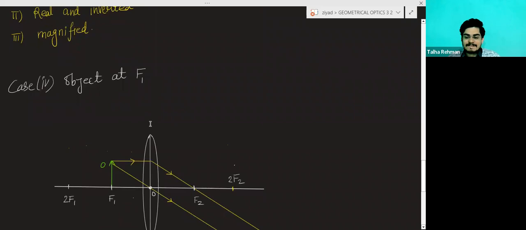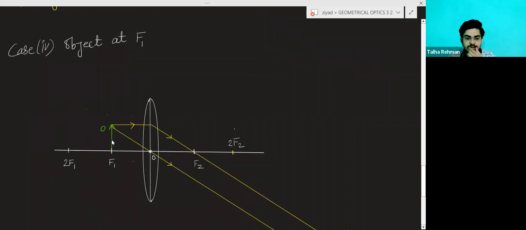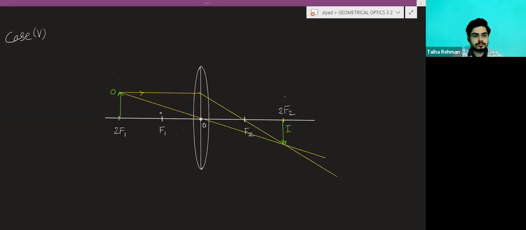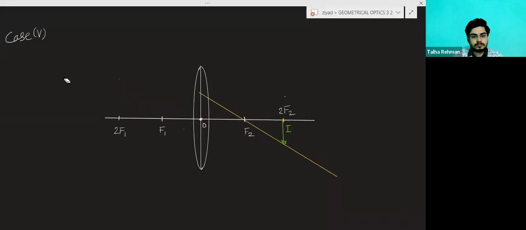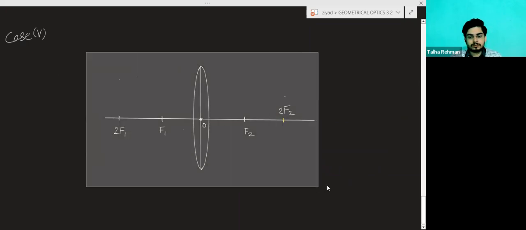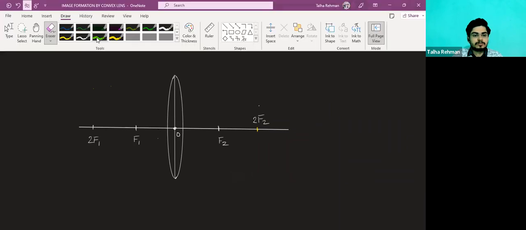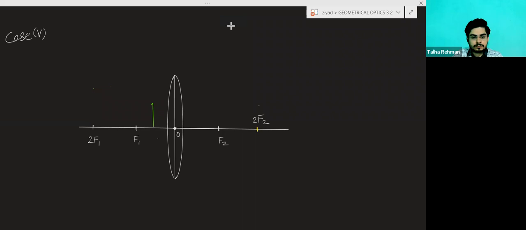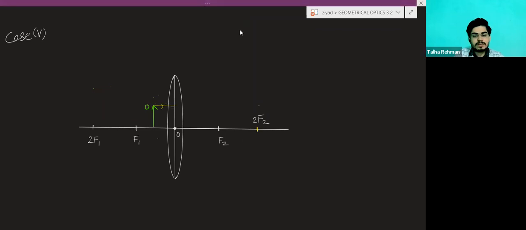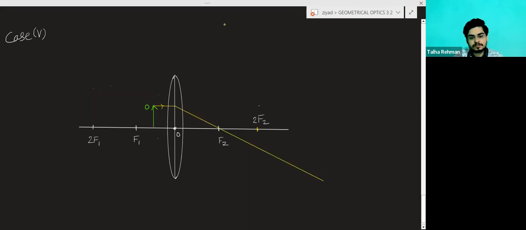Now case number five. We will place this object between the optical center and F1. We will place the object here. This is the object. Now we'll draw the ray diagram again. The first ray is parallel to the principal axis. After refraction from the lens, it will pass through the focus, like this.